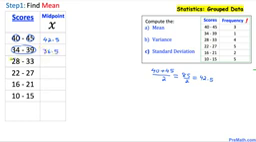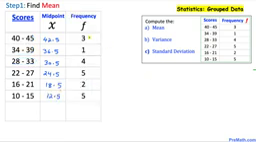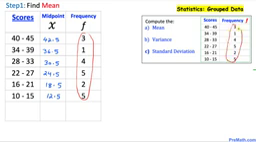36.5. And if we find the midpoint between the next two points, add them up and divide by 2, that's going to be 30.5. Likewise, that's going to be 24.5, 18.5, and 12.5. And here are the frequencies that I've just copied down from our original table.